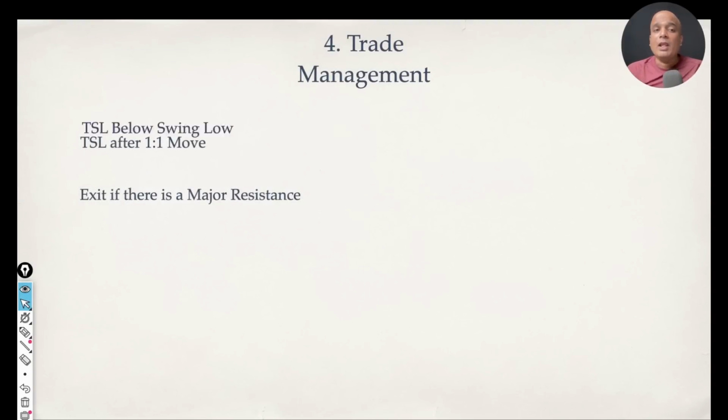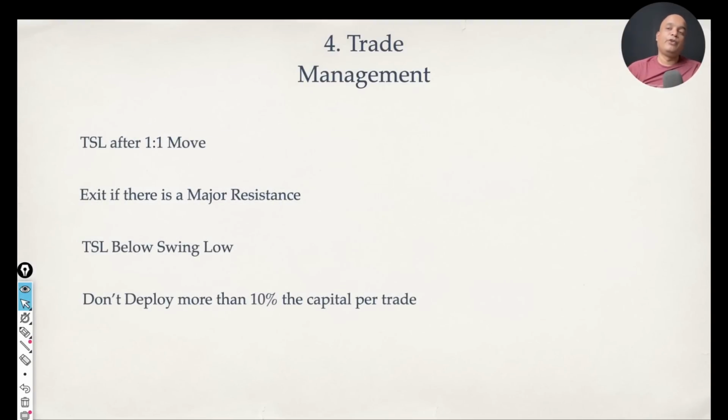So the last point is, if you are a positional trader, if you trade in equity, don't deploy more than 10% of your capital per trade. Let's say your total capital is 10 lakh rupees, then invest only 1 lakh in one particular trade, because in most cases that particular stock will not become zero, right? In the worst scenario, even if it becomes zero, you will lose only 10% of your capital, because you would have deployed only 10% of your capital in that particular trade, right?